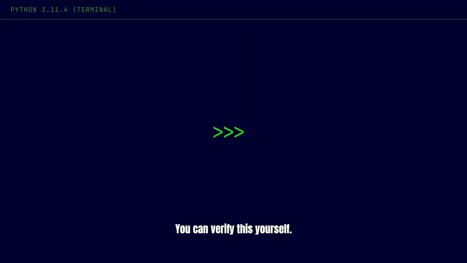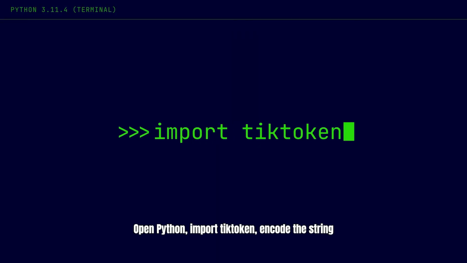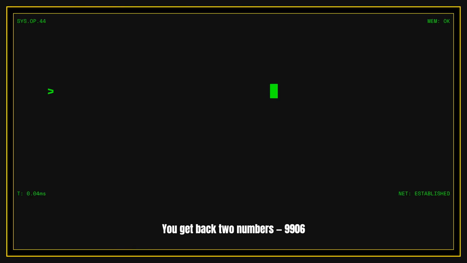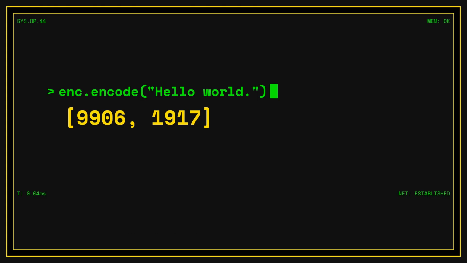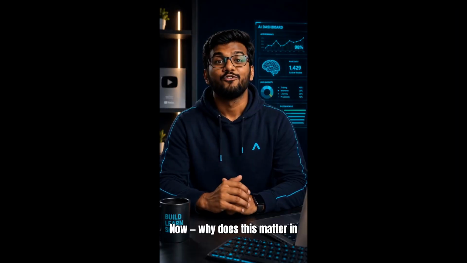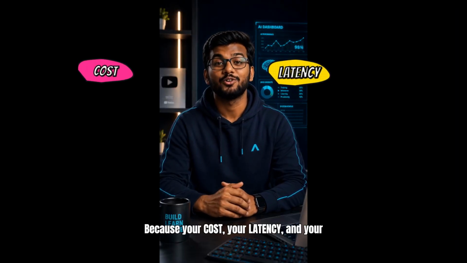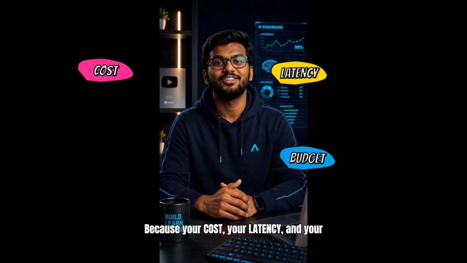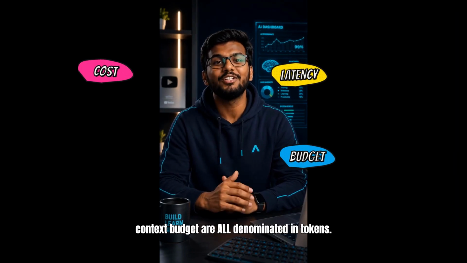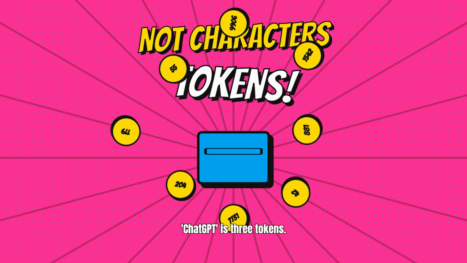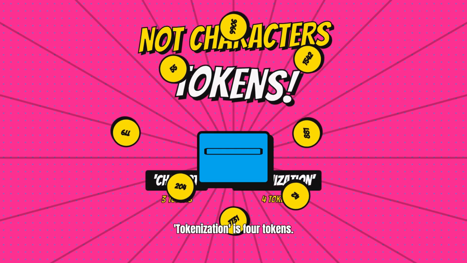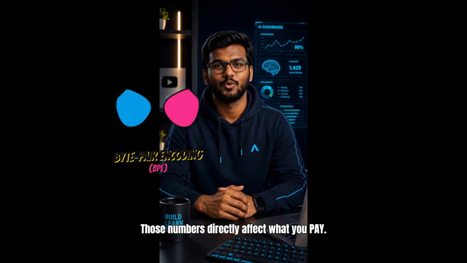You can verify this yourself. Open Python, import tiktoken, encode the string hello world. You get back 2 numbers, 9,906 and 1,917. That's not an abstraction. That's the exact integer sequence GPT-4 processes. Now, why does this matter in production? Because your cost, your latency, and your context budget are all denominated in tokens, not characters, not words, tokens. ChatGPT is 3 tokens. Tokenization is 4 tokens. Those numbers directly affect what you pay.